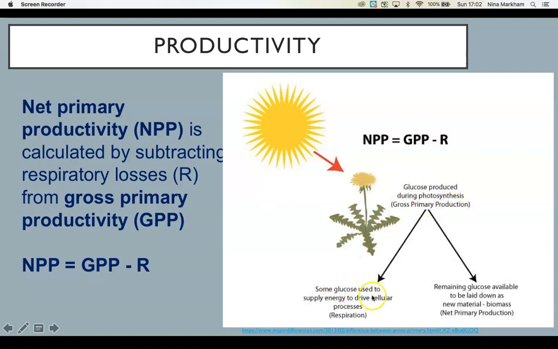However, some glucose is used to supply energy to drive cellular processes, or respiration, right? So some of this glucose is taken away in the process of respiration. Therefore, the remaining glucose available is laid down as new material or biomass of the plant. This is the net primary production, the new mass of the plant.